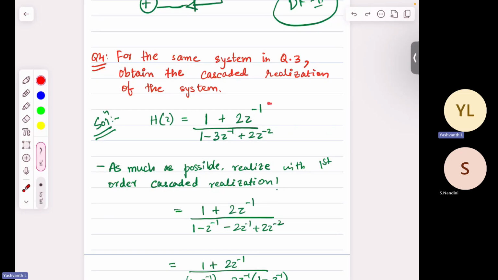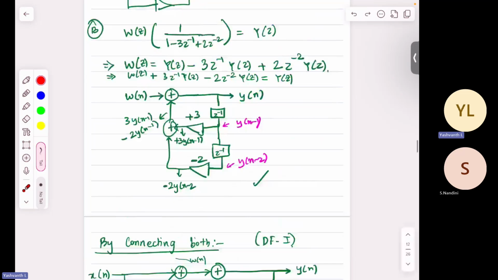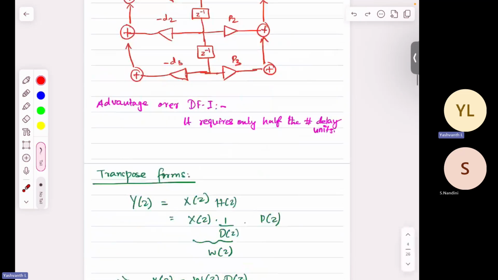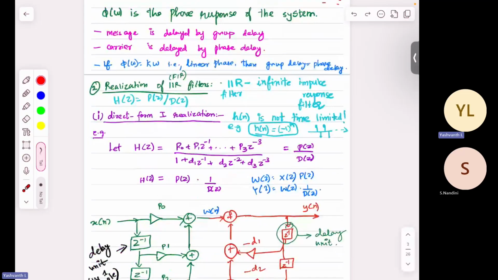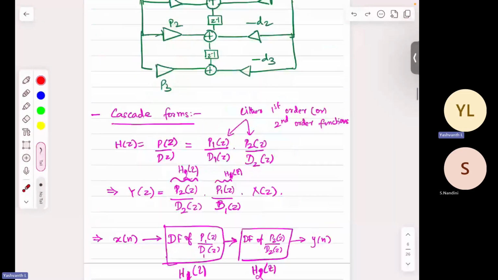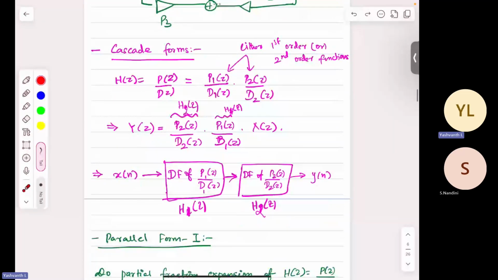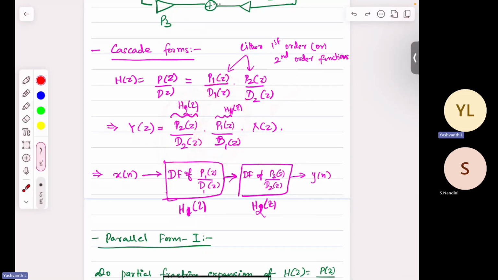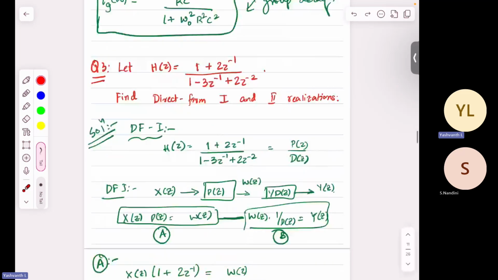What I will do now is a cascade realization. As much as possible, I will only realize first-order sections. If you go back to the general structure for the cascaded form, I want to implement this as a cascade of, let's say, H2 and H1. You try your best to implement each of H1 and H2 as a first-order section, that is, it only contains z^-1, so that the implementation of each one becomes easy. Then you just cascade all of those filters.